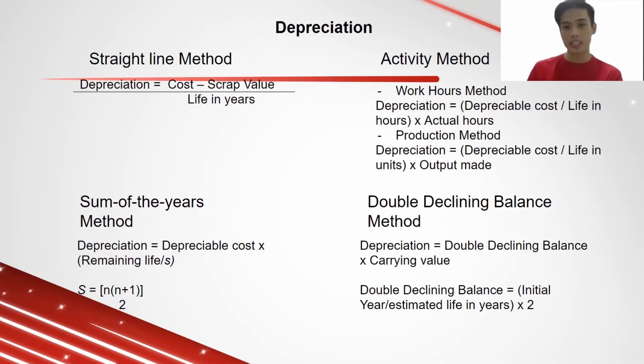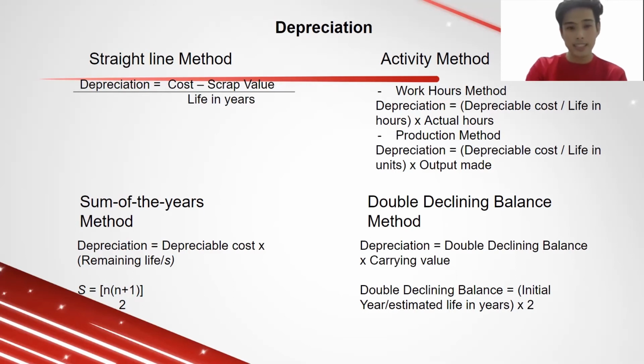What do I mean by initial year? It's literally the number 1. It's almost a constant variable. You always use the number 1, divided by the estimated life in years. So using the previous example of 5 years, it's 1 divided by 5. If it's 10 years, it's 1 divided by 10, and you get the idea. After that, you multiply it by 2, hence the name double declining.